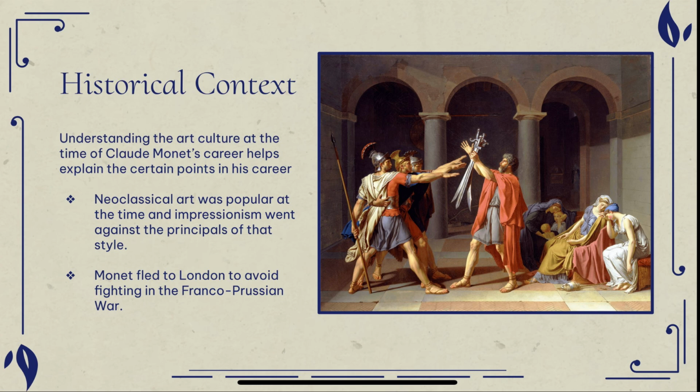Of course, we know that neoclassical art was popular at the time, and Impressionism went against the principles of that style, which is why Monet and his friends, who were Impressionist-style painters, received a lot of backlash for their art initially. It is also important to note that Monet fled to London to avoid fighting the Franco-Prussian War, and because he fled to London, he was able to produce the Houses of Parliament series and two other series that depicted scenes from London.